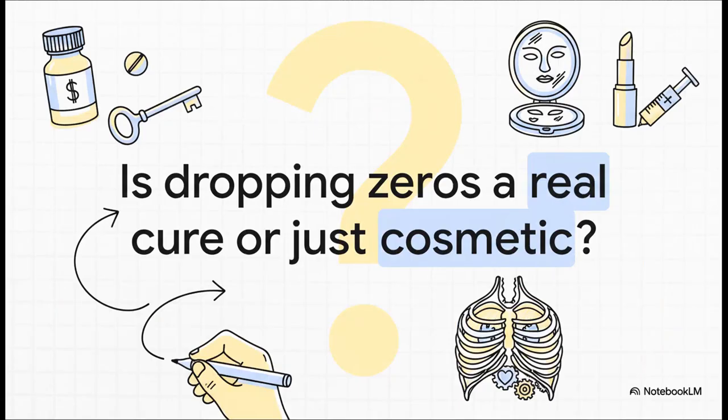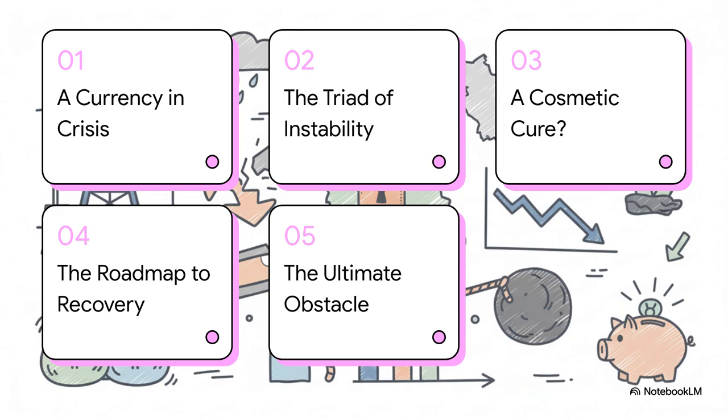So, you've got a currency in an absolute freefall and prices going through the roof. The government's big idea? A plan to just drop 4 zeros from all the banknotes. But here's the huge question we're tackling. Based on the source material, is this the right medicine, or is it just a painkiller that does nothing to cure the actual disease? To get to the bottom of this, we're going to follow a really clear 5-part structure.